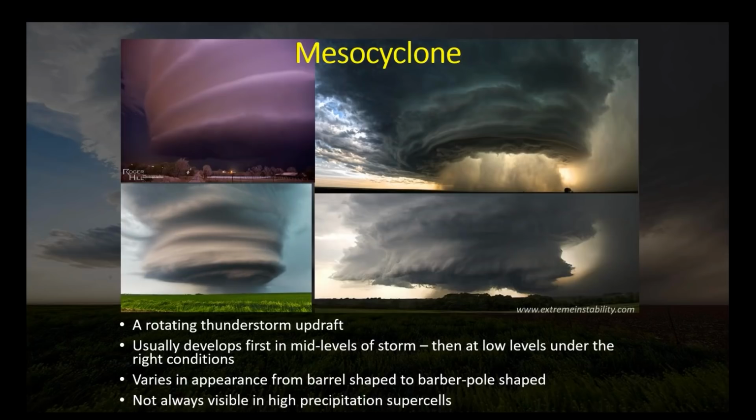The mesocyclone is the defining characteristic of a supercell. It essentially is a vertically oriented rotating updraft. A mesocyclone can often be implied visually by the existence of updraft striations and or curved inflow bands. It usually develops first in the mid levels of the storm and then at low levels under the right conditions. It varies in appearance from barrel shaped to barber pole shaped, and the mesocyclone may not always be visible in high precipitation supercells, which is why it's much more dangerous.